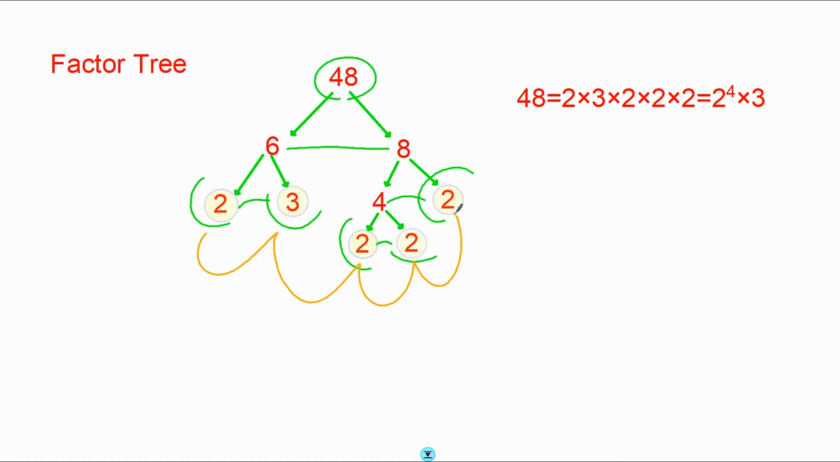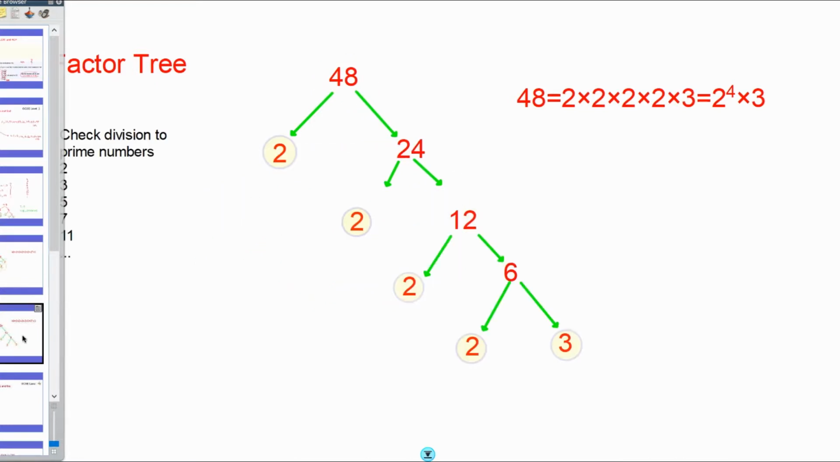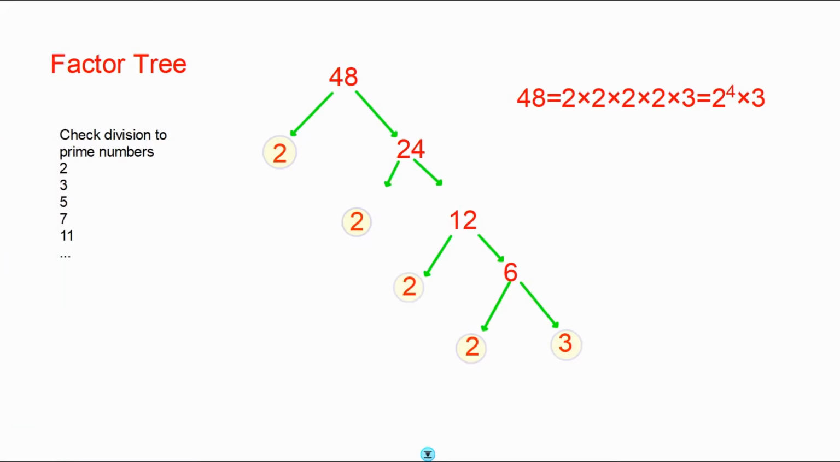Now, there is another method of finding these prime factors. We can call it the factor tree, or in a way, we can this time try to do the same thing, but start with just dividing by prime numbers, which are 2, 3, 5, 7, and 11, in this order. So with 48, the first prime number we have is 2. Is it divisible by 2? Yes. So it is 2 times 24.